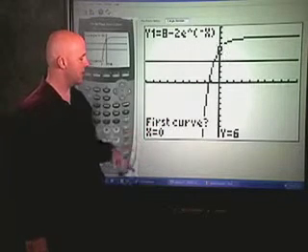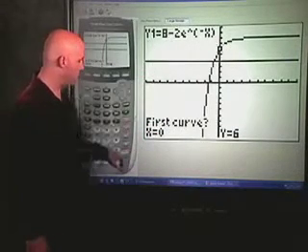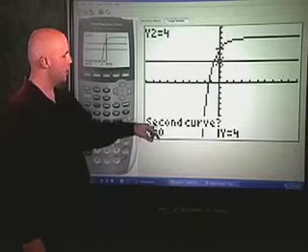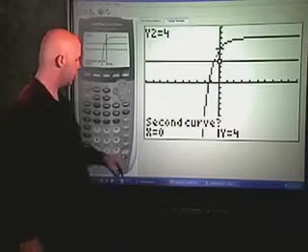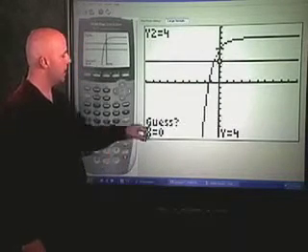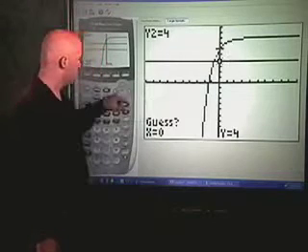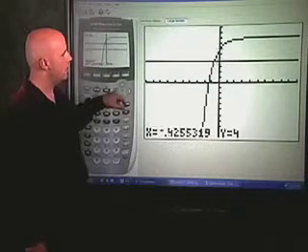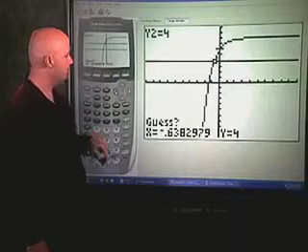We're first asked to select the first curve. We're on y1, so we just hit enter. We need the second curve. We're now on y2, so we just hit enter. And now we need our guess. We're just going to scroll slightly to the left, so we're close to that intersection point. Hit enter.